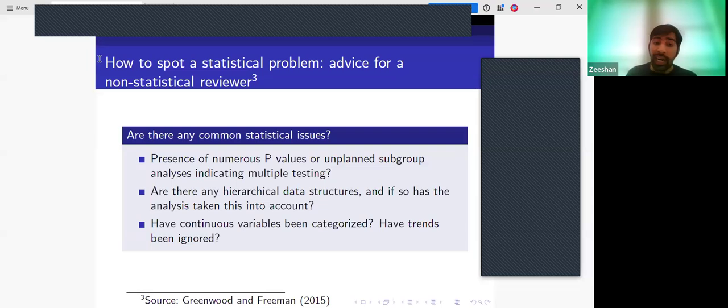Are there any hierarchical data structures? And if so, has the analysis taken this into account? For example, sometimes it happens that you have a specific variable, then it has categories, then those variables have further subcategories. So have you considered all those things when you were conducting the analysis?